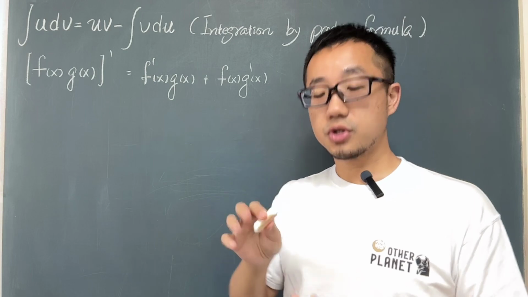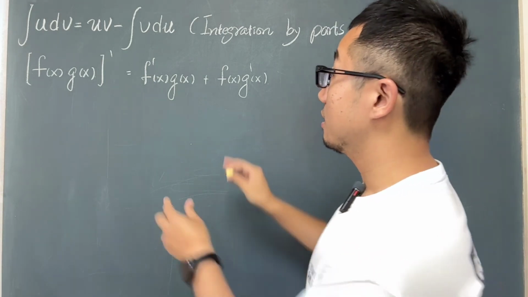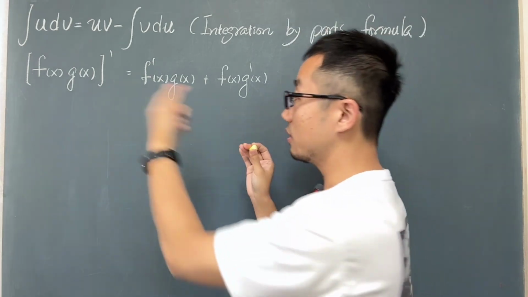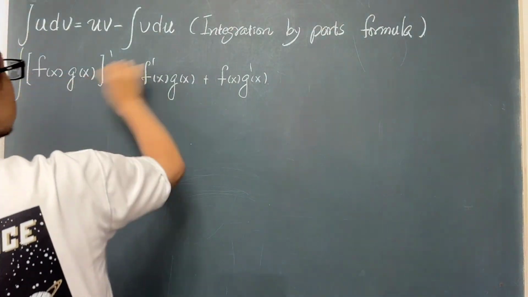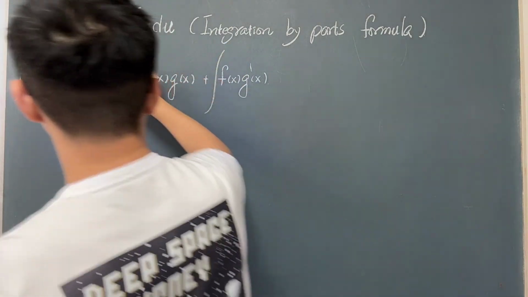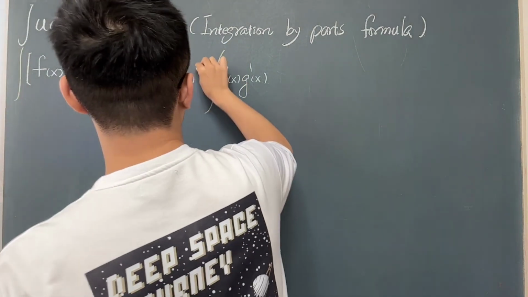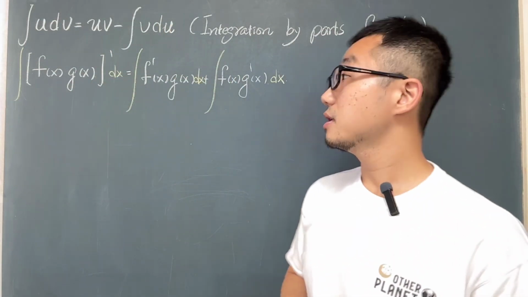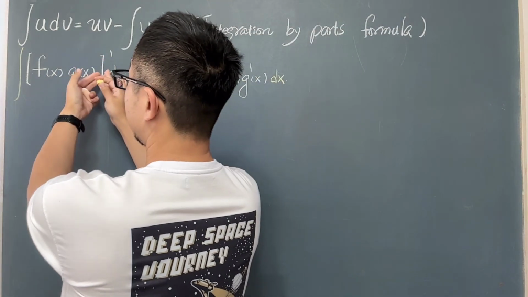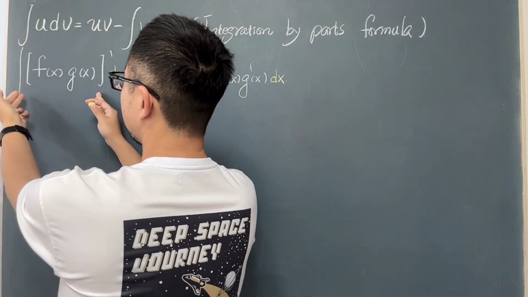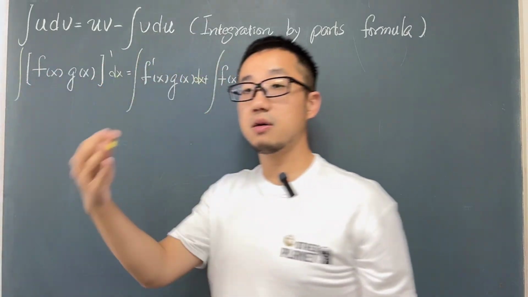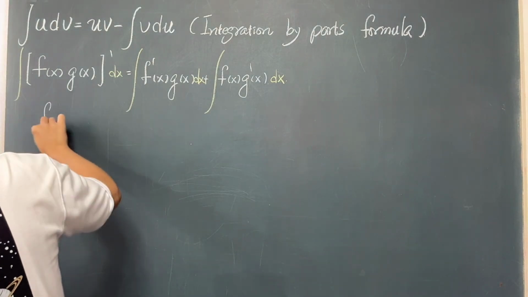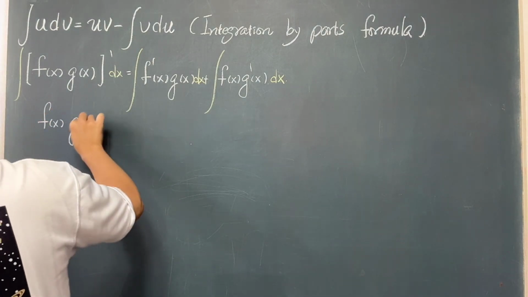But just before I do so, I would like to integrate this whole expression, both the left side and the right side. I'm going to integrate all these terms. And do not forget, you should place dx right here. Since this is already a derivative of this function, by integrating this derivative term, it would just become itself. So the first term should be simply equal to f times g. Nothing changes.